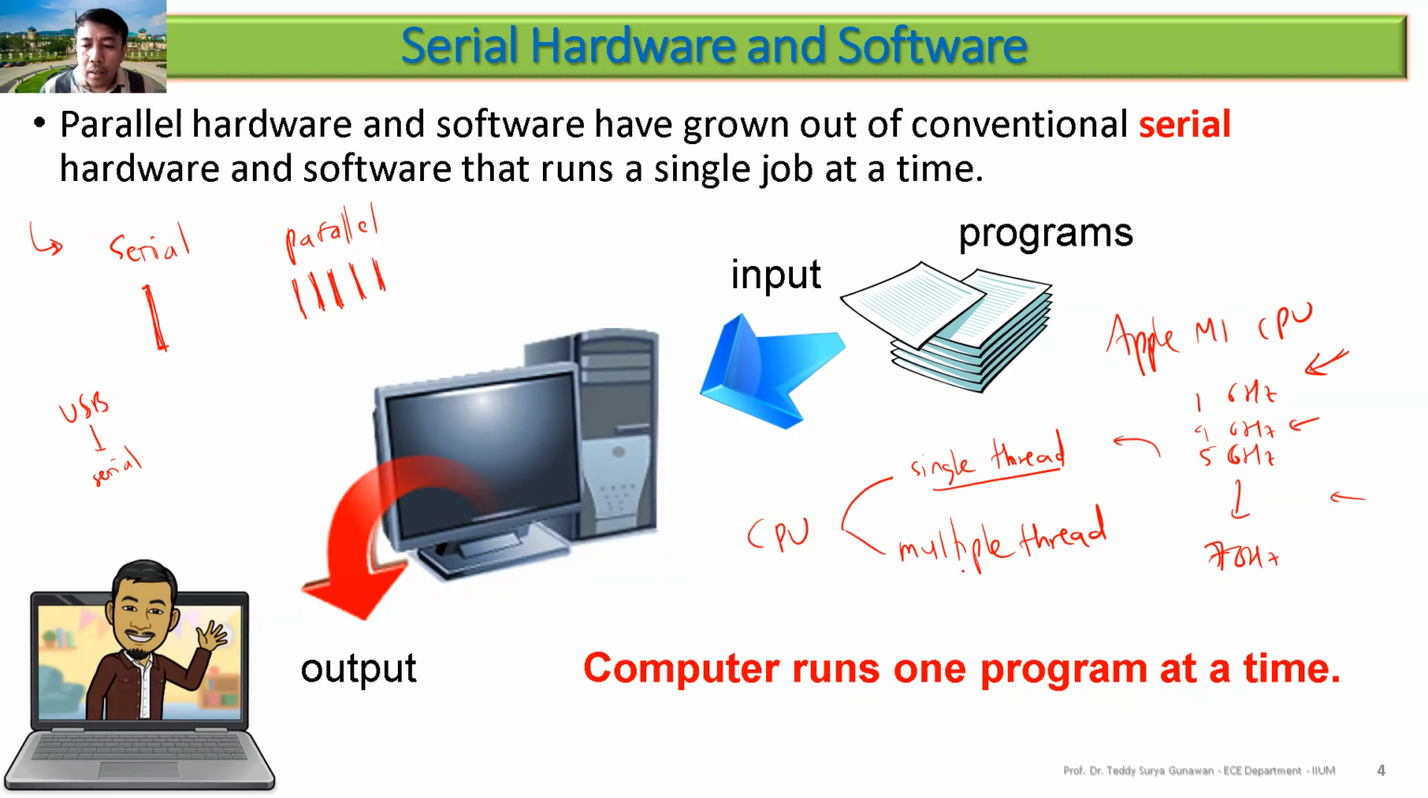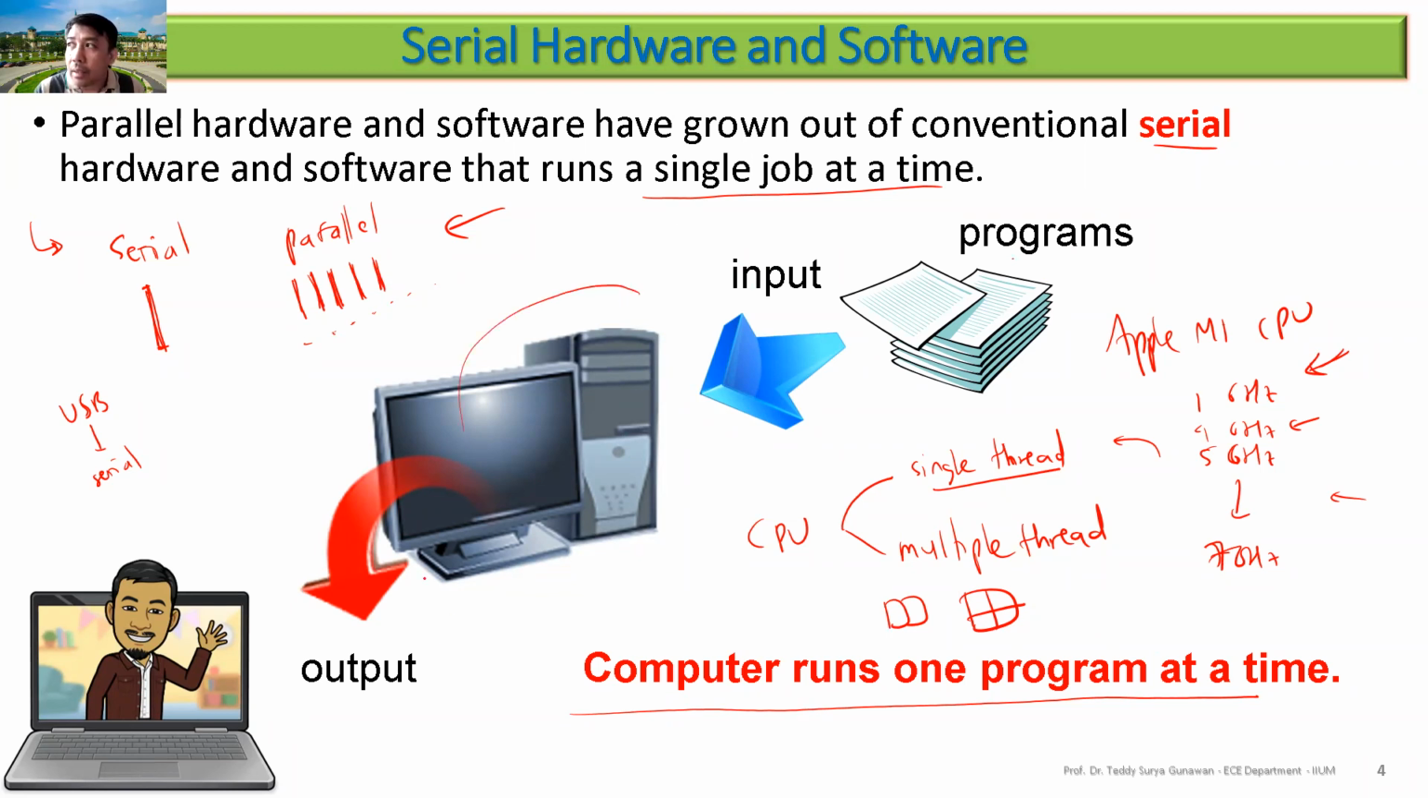The multiple thread performance is whenever you have multi-core: 2 cores, 4 cores, 8 cores and so on. Similar to this, you want more lines for the processing. But on serial hardware and software, a single job runs at a time. Computers only run one program at a time. You have the programs, the program has the input, put into the computer, and then produces the output.